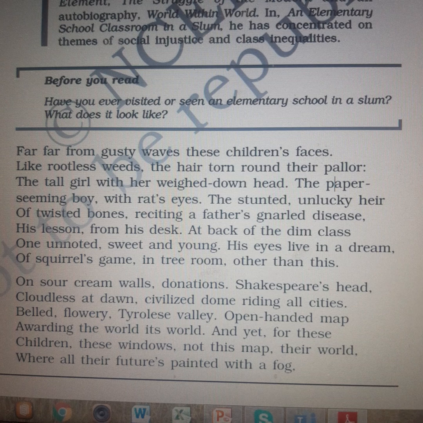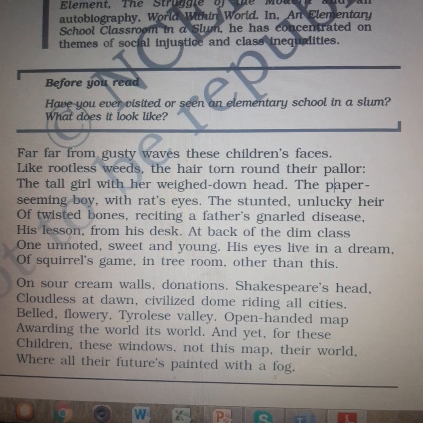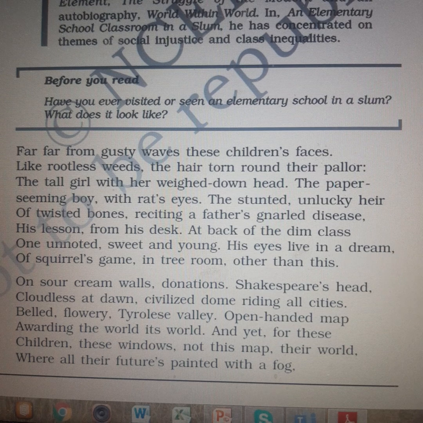Now, we also read about one unnoted, sweet young boy who was sitting at the back of the classroom. He was a backbencher. Now, there is a boy who sits dreaming. I told you how he is different. So that boy is a backbencher, sitting at the back and dreaming. He is different from the rest. It is a symbol of hope, of change and liberation. Very important. He is different from the rest because he is a symbol of hope, of change and liberation.